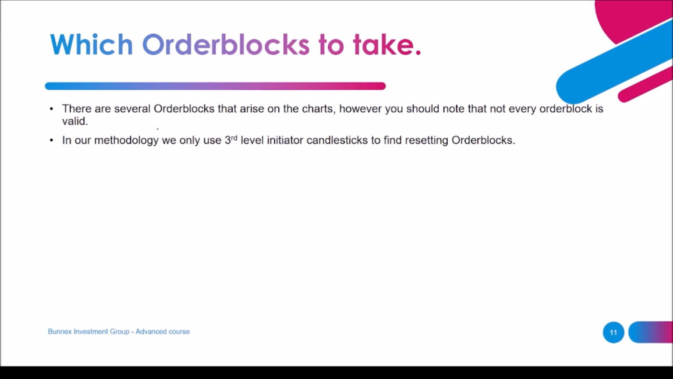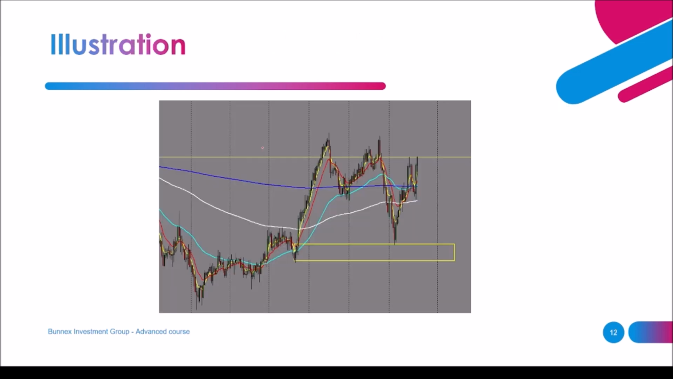So there are several order blocks that arise on charts. If you check online, there are several techniques and several contexts. However, you should note that not every order block is valid. In our case, we are actually following the market makers. So in our methodology, we use only the third level initiator candlesticks to find resetting order blocks. That is why this topic came within the reset topic.